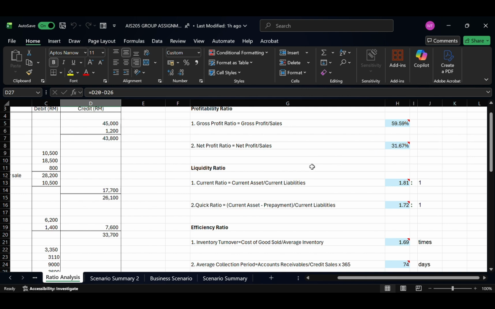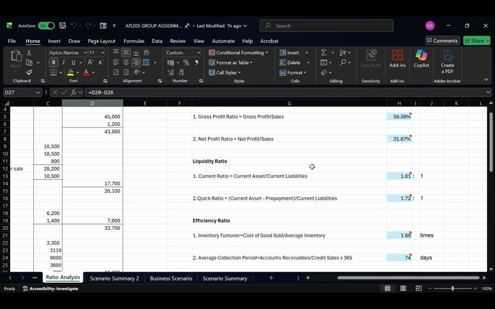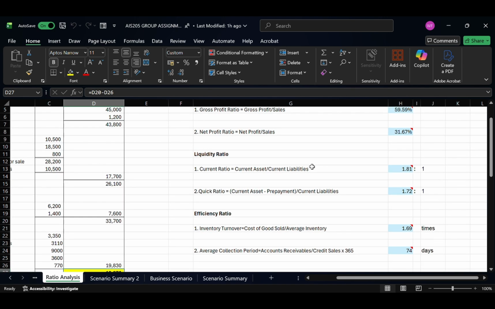So now let's jump to liquidity ratio. Here liquidity ratio is divided into 2 categories. First category is current ratio. We get it by dividing the current assets by current liabilities, which indicates that every 1 ringgit of the current liabilities can be paid using 1.81 ringgit of current assets.